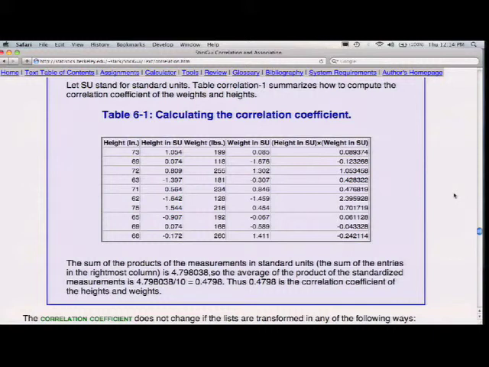No. Because all that's going to do is shift every value by 2 inches. It's going to shift the mean by 2 inches as well. And when I convert to standard units, I'm subtracting the mean, so I'm subtracting off exactly that difference. It's going to just cancel out. If I measured people's height in centimeters instead of inches, would that change the value of the correlation coefficient?